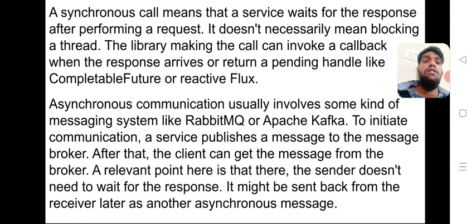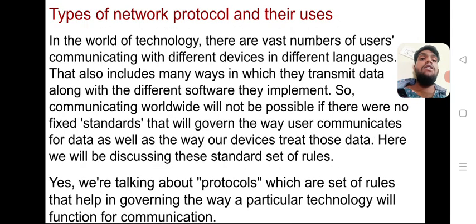Asynchronous communication usually involves some kind of messaging system like RabbitMQ or Apache Kafka. To initiate communication, a service publishes a message to the message broker. After that, the client can get the message from the broker at any point. Here, the sender does not need to wait for the response. It might be sent back from the receiver later as another asynchronous message.